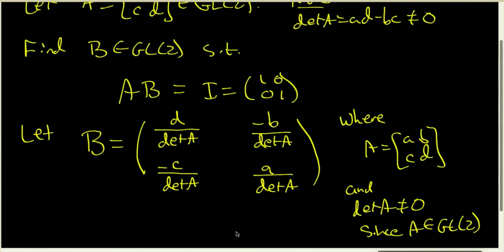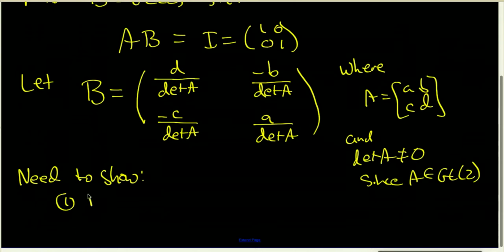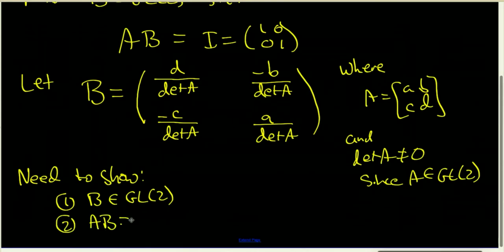Well, I have to show that B is a right inverse for A. That means I have to show that B belongs to GL2 and that A times B is indeed equal to I. So I kind of want to make those notes. So we need to show, first of all, that B is indeed part of my set GL2. And second of all, I need to show that A times B is indeed equal to the right identity. So let's look at each one of these questions separately.